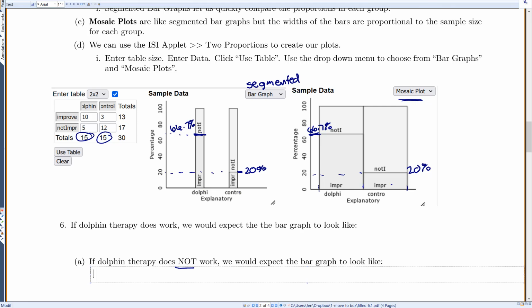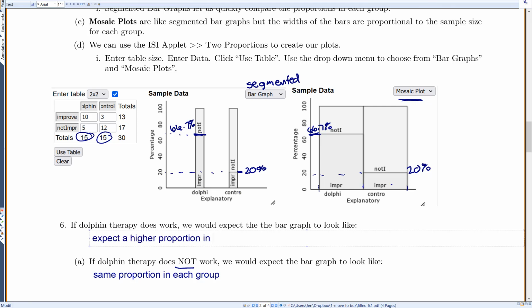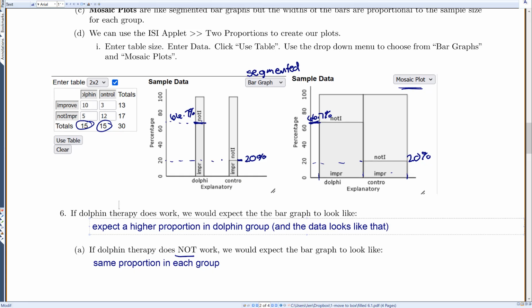So if dolphin therapy does not work, we would expect the bar graph to look like the same proportion in each group. So that means if dolphin therapy does work, we would expect a higher proportion in the dolphin group, which is what we see here. And the data looks like that. Okay. Much higher proportion in the dolphin group.